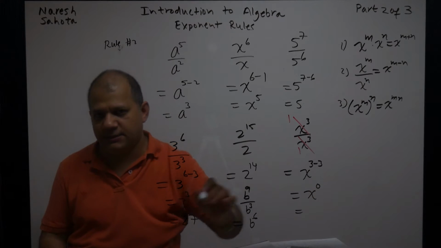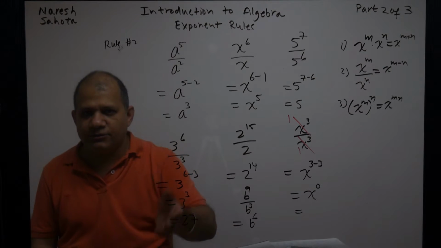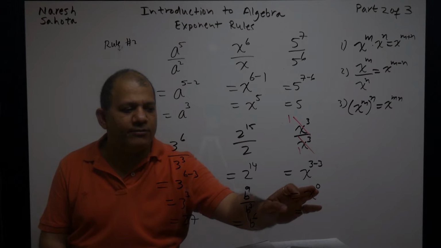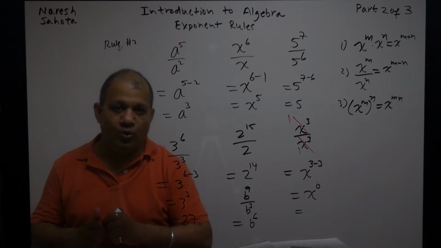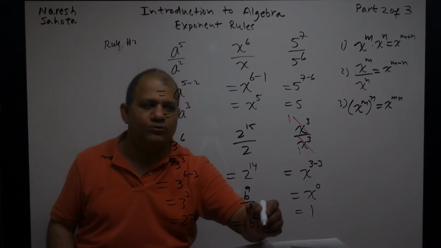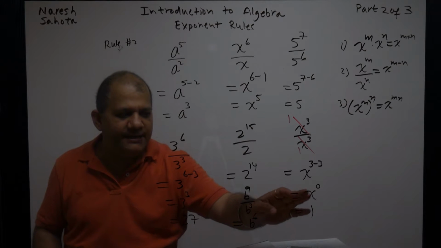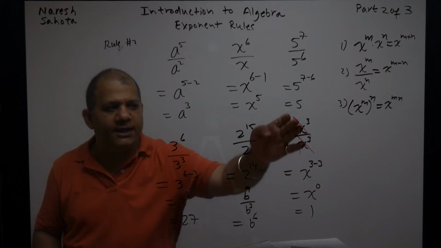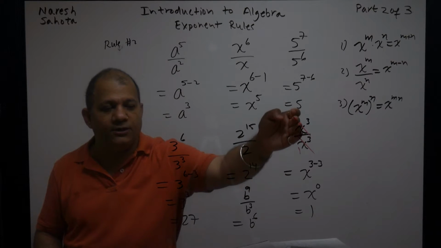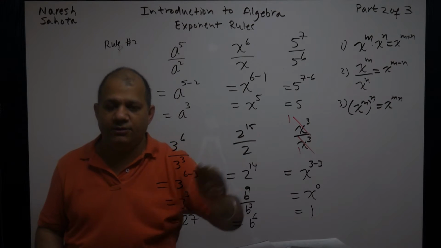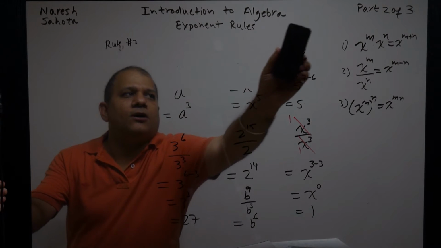And now what is x to the 0? Way back we learned when we introduced exponents that anything raised to the exponent 0, by definition, the answer is 1. So x to the 0 is 1. And it proves to you that anything raised to the exponent 0 is 1. And this is a perfect example where you can see you end up canceling the numerator and the denominator, and you get 1.